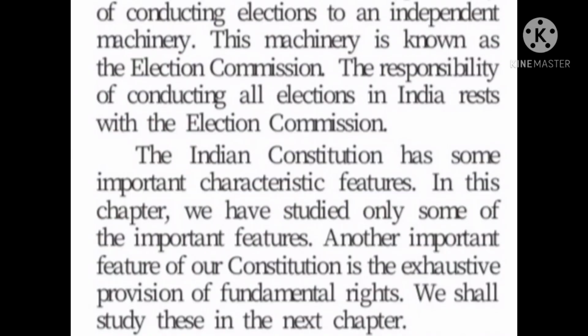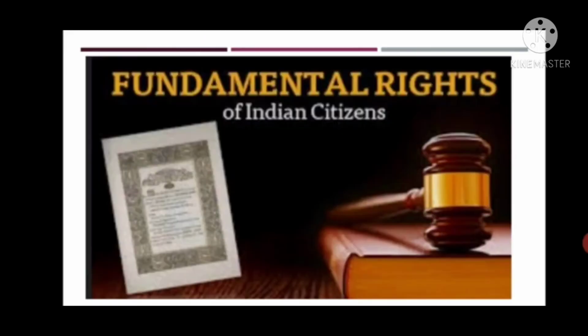The Indian Constitution has some important characteristics, features. In this chapter, we have studied only some of the important features. Another important feature of a constitution is the exhaustive provision of fundamental rights. We shall study these in the next chapter.